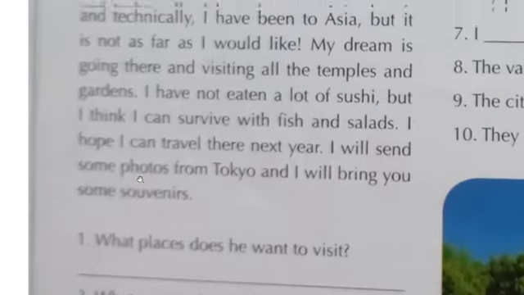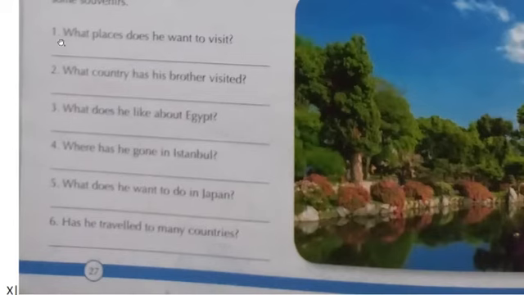Okay, we have the text and we have some questions. They are 6 questions about it. 1. What places does he want to visit? 2. What country has his brother visited? 3. What does he like about Egypt? 4. Where has he gone in Istanbul? 5. What does he want to do in Japan? 6. And has he traveled to many countries?